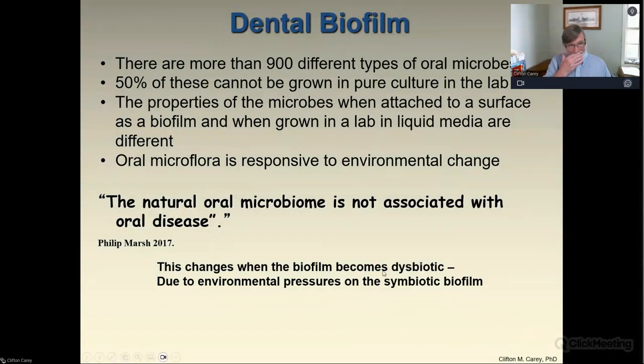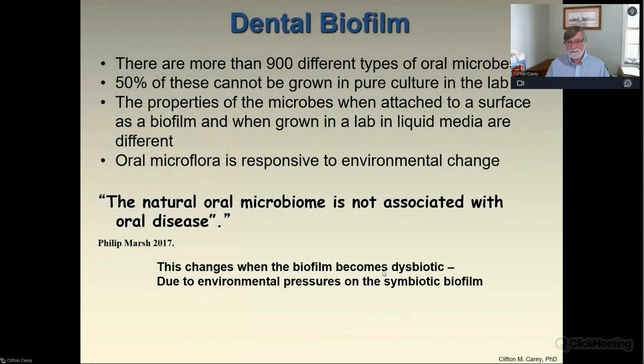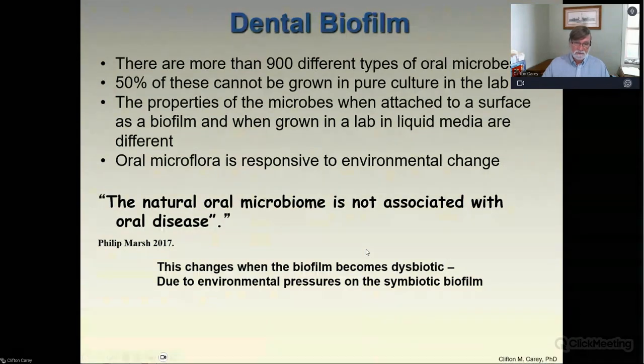Philip Marsh said that the natural oral microbiome is not associated with oral disease. When he said that, I asked him, what do you mean? A biofilm is what creates our caries. You have to have it. And he said, the natural oral biofilm that is not dysbiotic is just fine. You're going to have it, and it doesn't have to lead to caries. And the point there is that he's actually making it due to environmental pressures. It may cause the biofilm to become cariogenic as opposed to just being not.